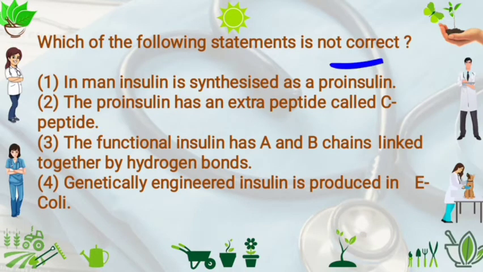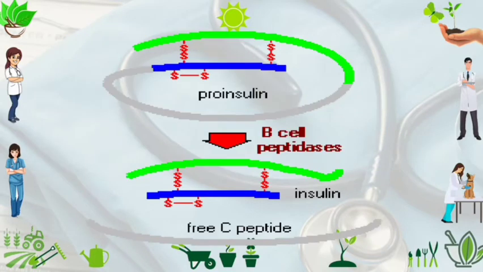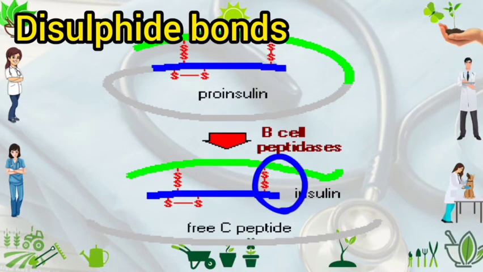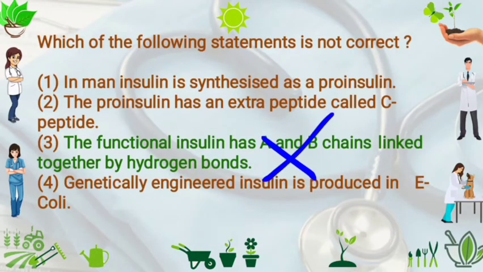Which of the following statements is not correct? In man, insulin is synthesized as a proinsulin. The proinsulin has an extra peptide called C-peptide. The functional insulin has A and B chains linked together by hydrogen bonds. Genetically engineered insulin is produced in E. coli. Now let's see the structure of functional insulin. It is having A and B chains linked together by disulfide bonds. So the incorrect option is the third statement. So the answer is C.